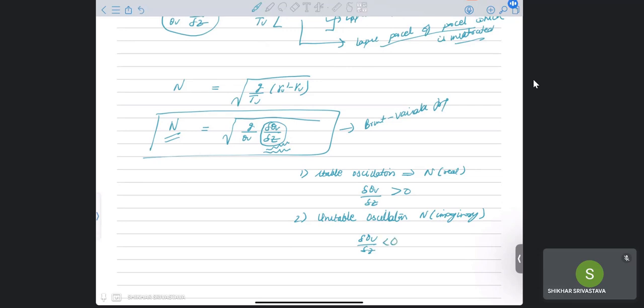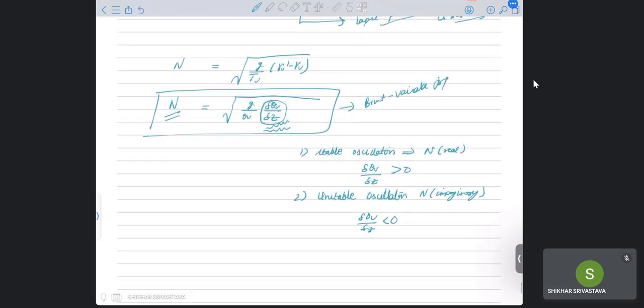So it will be a negative term in the under root. So it will be imaginary frequency. So it will be not oscillating. So this is another way through which you can represent the Brunt-Väisälä frequency.